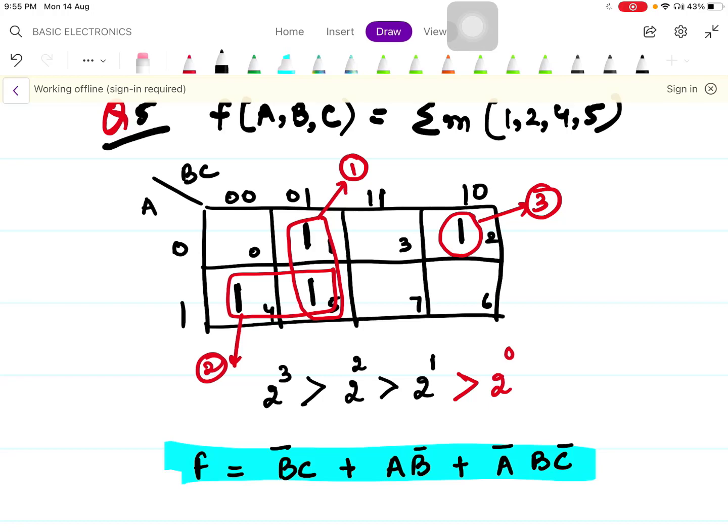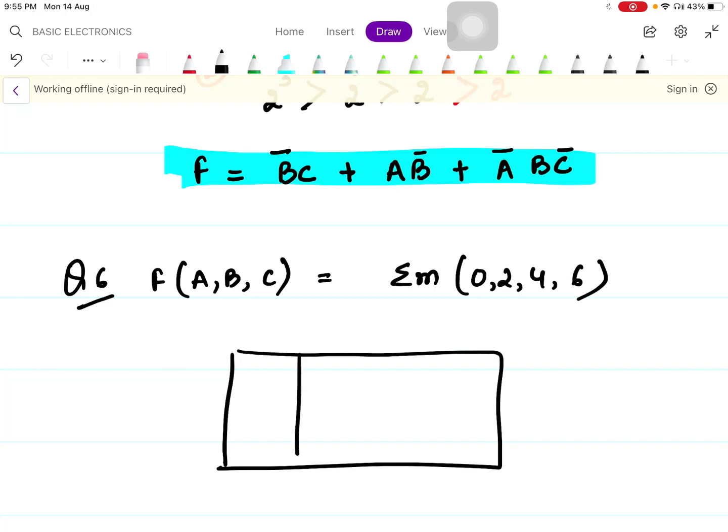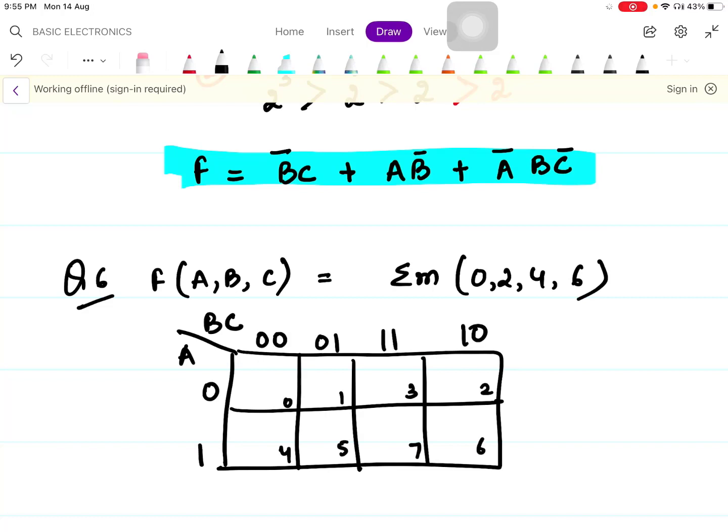Now let's move on to the next question. In the next question, again, we are given some of the minterms. And as we are given that f is a function of three variables, we will draw a three variable K-map. Then we will fill the minterms 0 to 4 and 6.